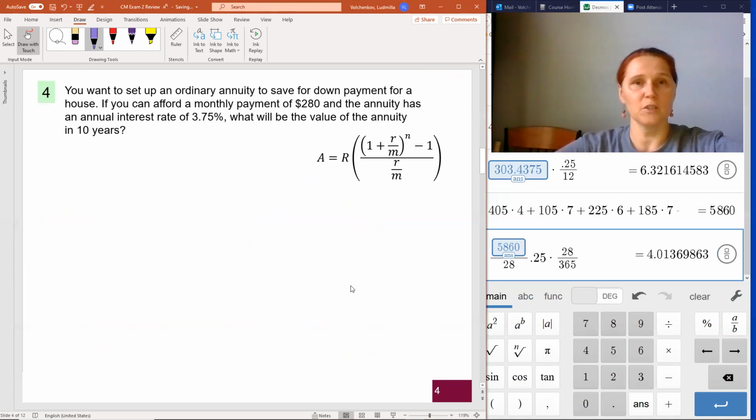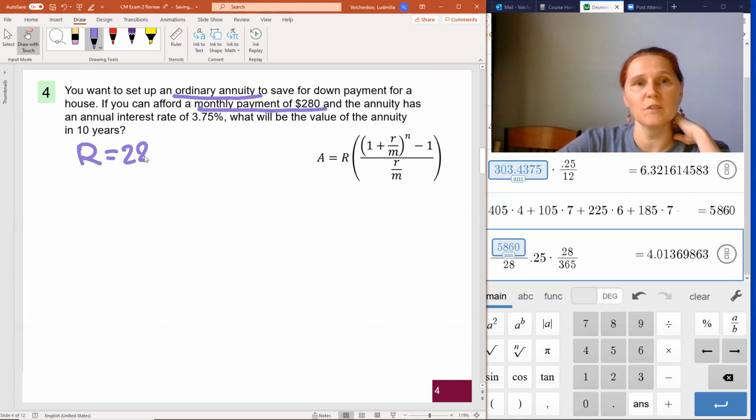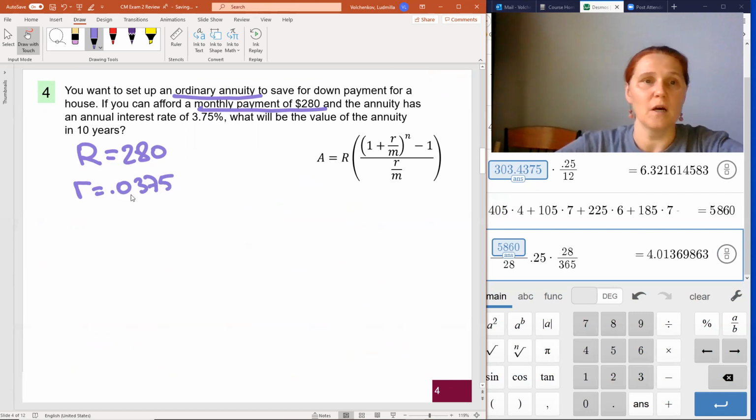The next problem is an ordinary annuity problem. You see here, ordinary annuity. We want to save money, making a regular payment. A monthly payment is 280, and the monthly payment is the uppercase R, $280. Annual interest rate is 0.0375, and we know the time T is 10 years.